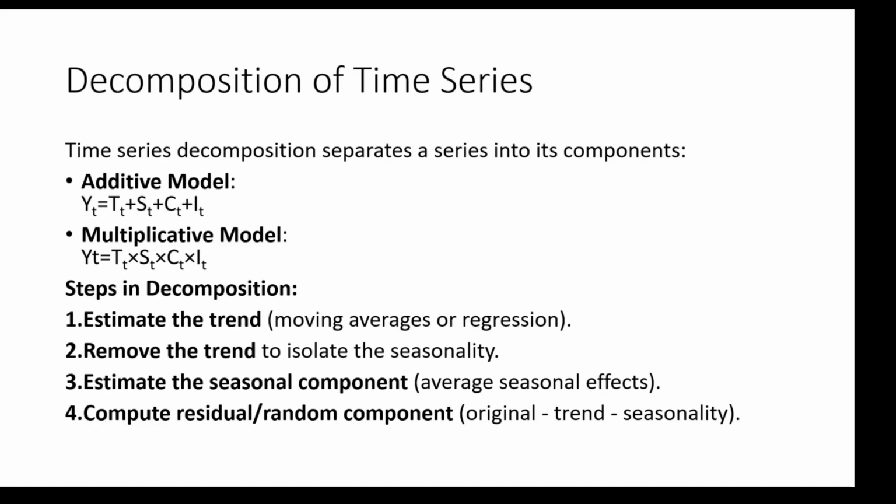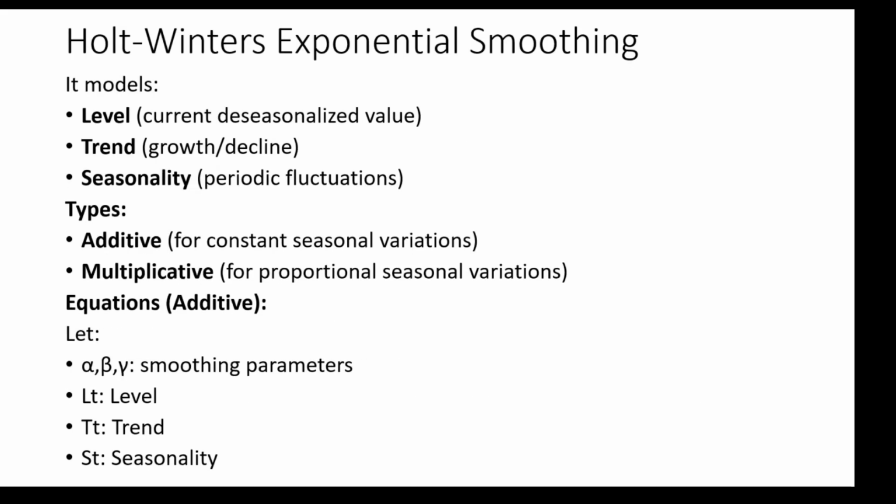Okay, this is called decomposition. Once these three components, that is the trend, seasonal, and cyclical variation, are estimated, then we put them all together in a model called the Holt-Winters triple exponential smoothing model.